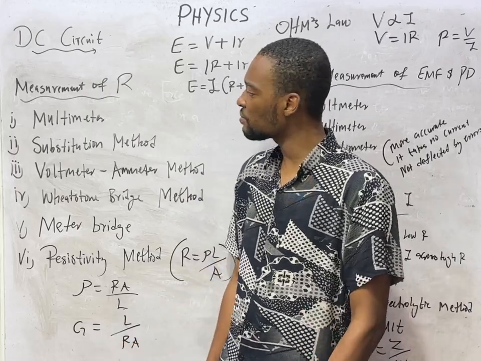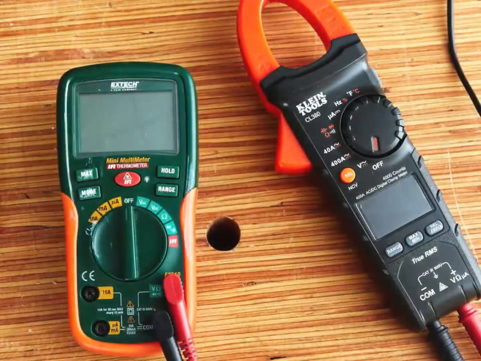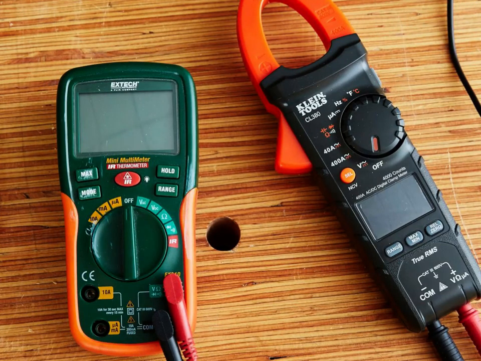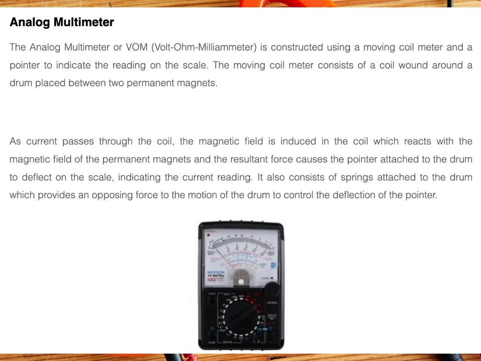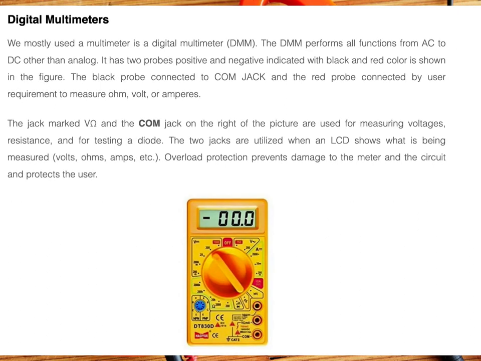Now let's see the multimeter. A multimeter is an instrument that can serve as an ammeter, for measuring current. It can serve as the voltmeter for measuring voltage, and it can act as the ohmmeter for measuring resistance. So it measures amperes, volts, and ohms.